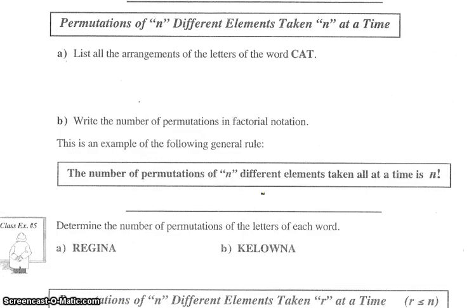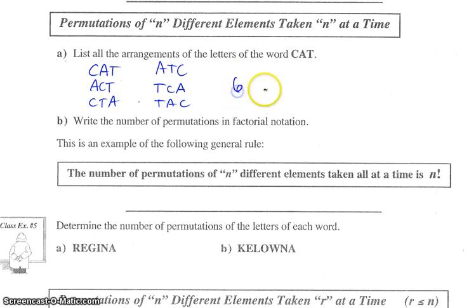An alternate way to figure out the number of permutations, or the number of arrangements, would be to use this formula that we're going to get into. First we'll list all the arrangements of the letters of the word cat. So C-A-T, A-C-T, C-T-A, and then A-T-C, T-A-C, and T-C-A. And I think that's it. So we have 6 different arrangements.